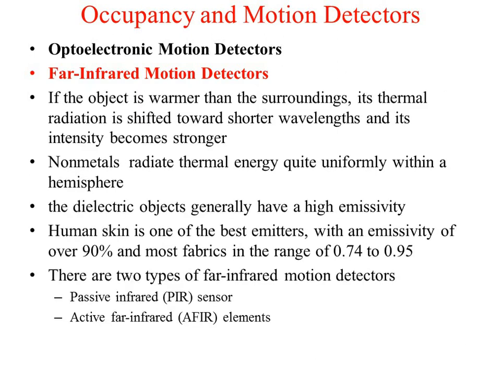There are two types of infrared motion detectors. The first one is the passive infrared, called the PIR sensor, and the second one is the active far infrared, the AFIR sensor. Our focus will be on the PIR sensor.